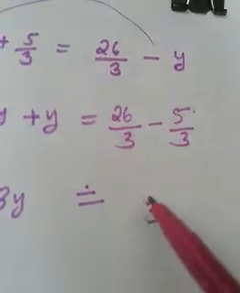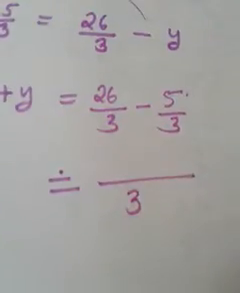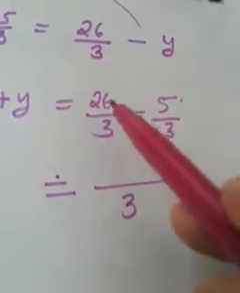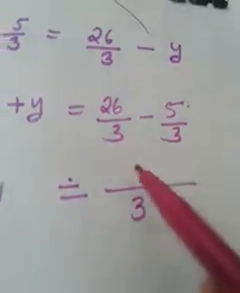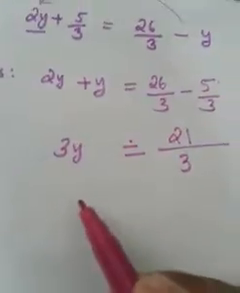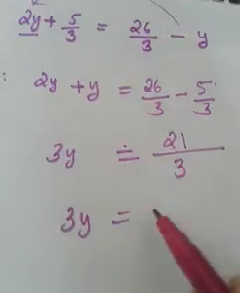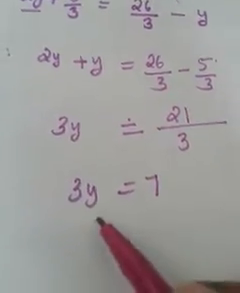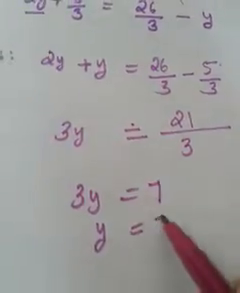Just write the denominator the same. Since the denominator is the same, just write the denominator as it is and subtract the numerators. What is 26 minus 5? 21. So we got the answer as 3y is equal to, what is 21 by 3? 7, no? Yes. And what is the value of y now? 7, right, as it is.